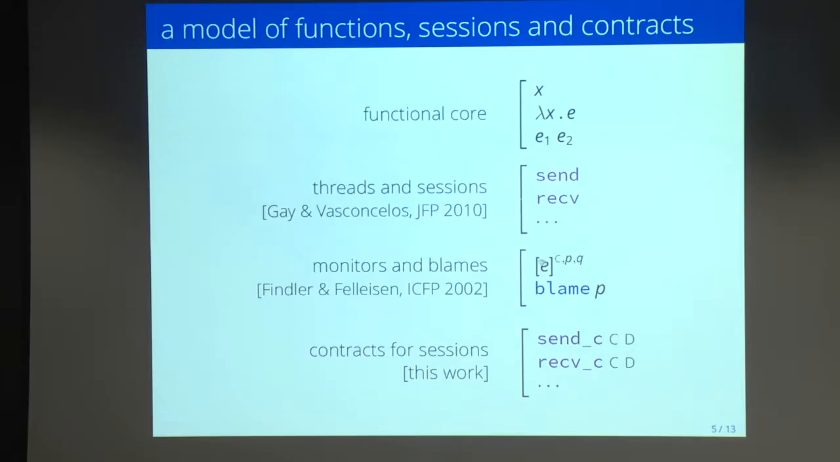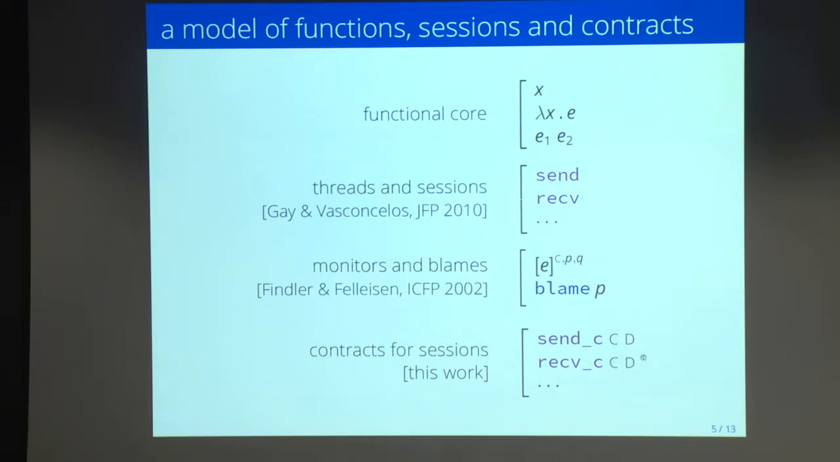And in particular, we have this expression over here, which is monitored by a contract C, and we have two labels, P and Q, that allow us to identify the modules in the program which are responsible for the values respectively flowing out of E and flowing into E. So these ingredients so far are quite standard.